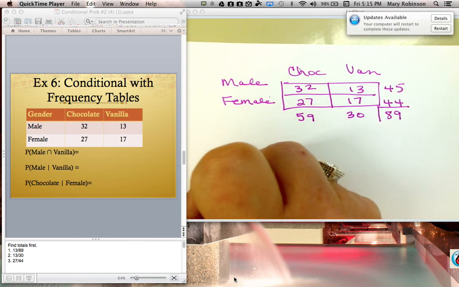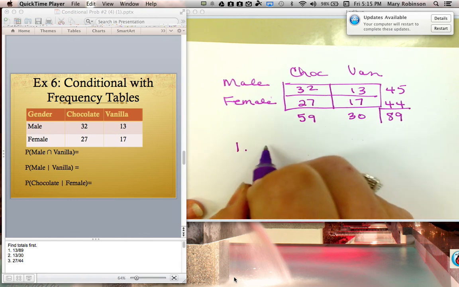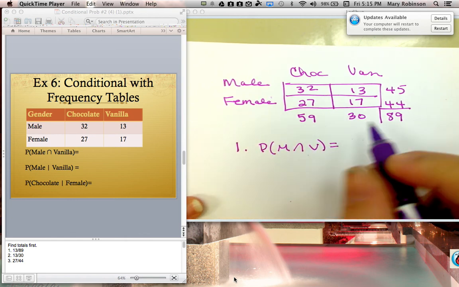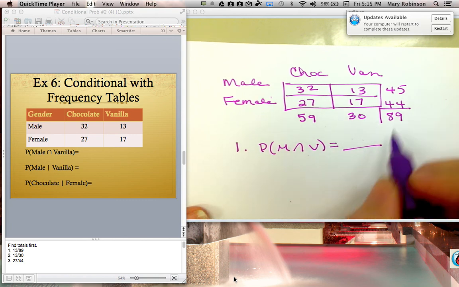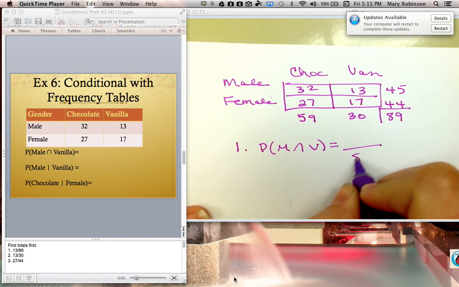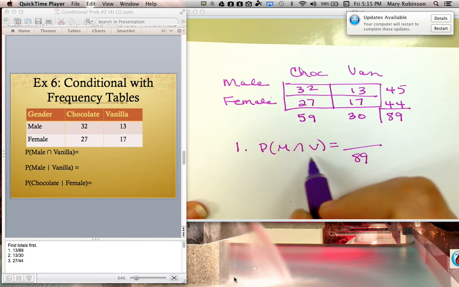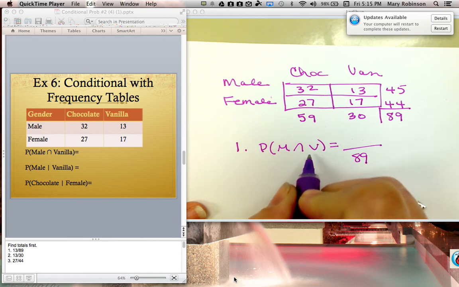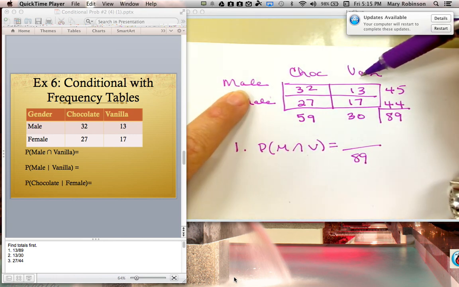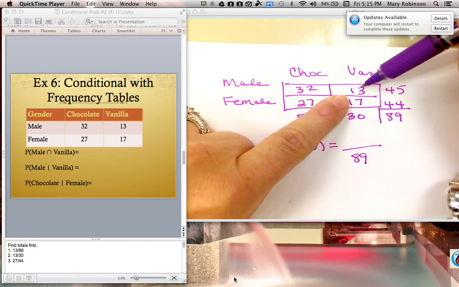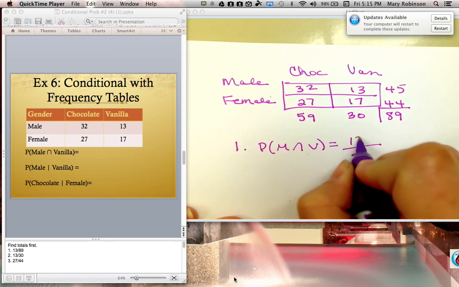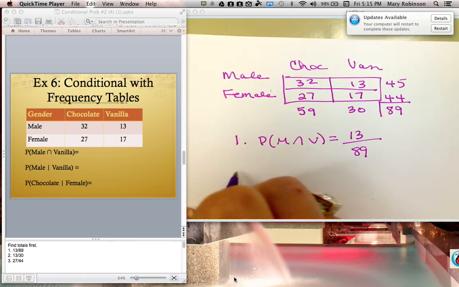The first question we are asked, and I'll go ahead and number it, number 1, is to find the probability of male and vanilla. So remember that unless it's otherwise specified, your denominator will always be the total. If we look at our table, when we're finding the probability of M and V for vanilla, we want to find the intersection of male and vanilla. And on our frequency table, that value is 13. So the probability of male and vanilla is 13 out of 89.